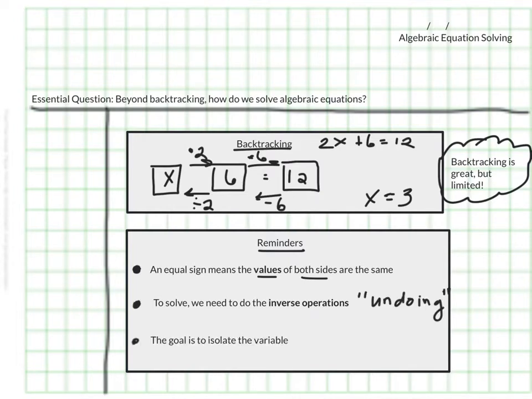And lastly, our end goal whenever we're solving algebraic equations is that we want to isolate the variable. That means we want to find the value of the variable, and the last step will say something like x equals blank, right? So x is all by itself, all alone on one side of the equation.